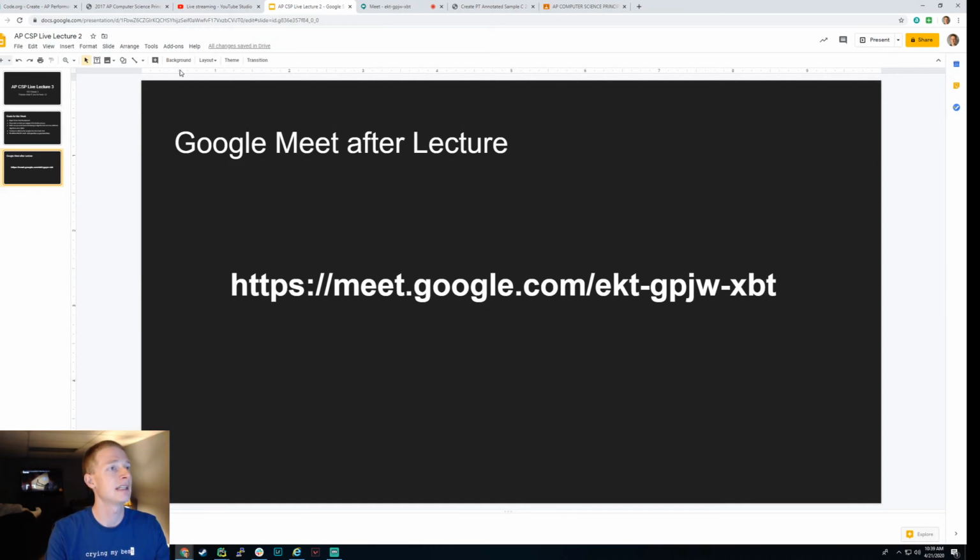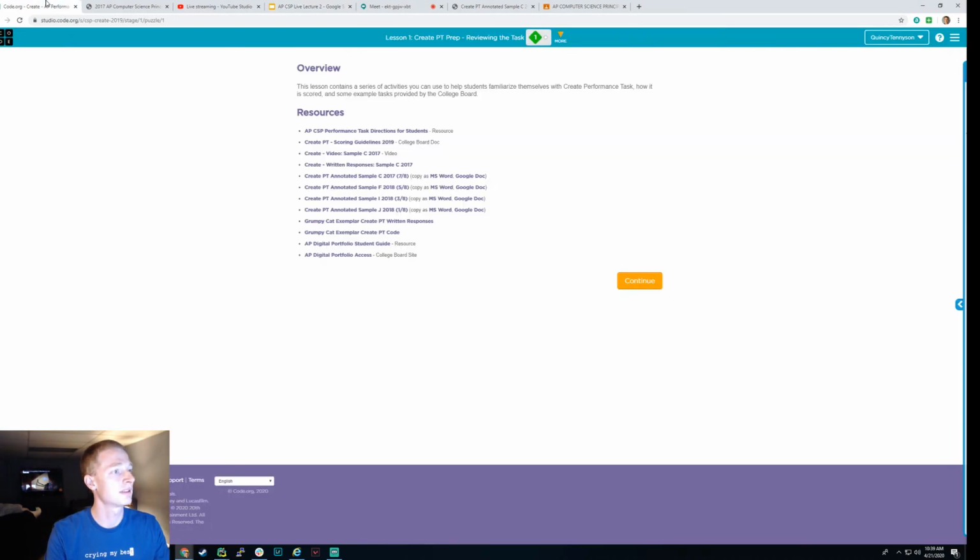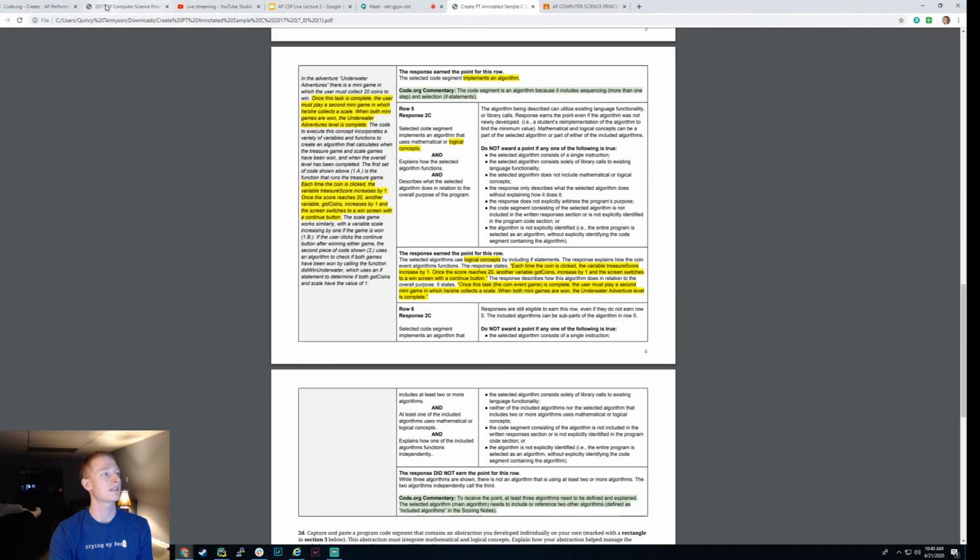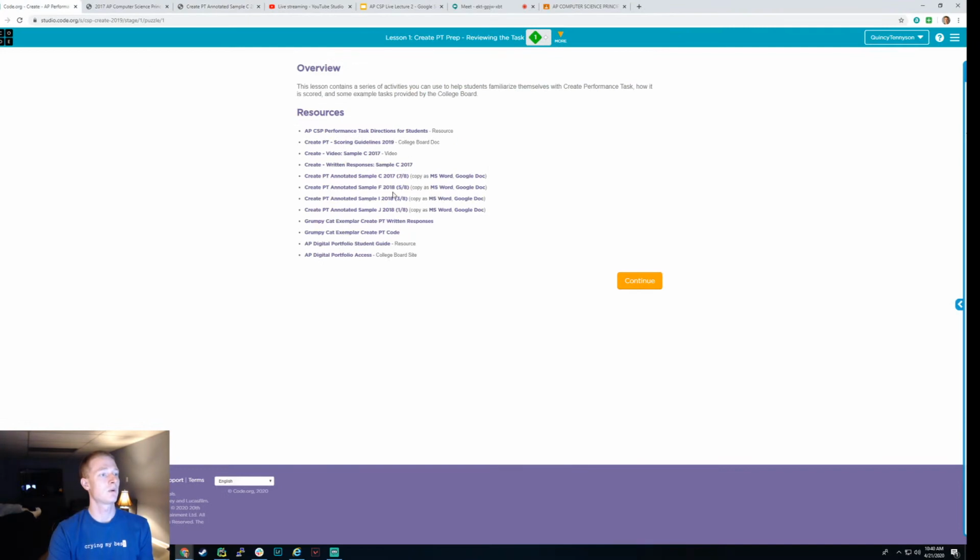First thing we're going to look at is our Code.org sample. I think I've already got it up. So what we're going to be looking at today is the highest scoring sample. That's sample C, and we're actually going to look at the written responses. Let me get my tabs organized here. So we're going to be looking at the written responses and the sample itself.